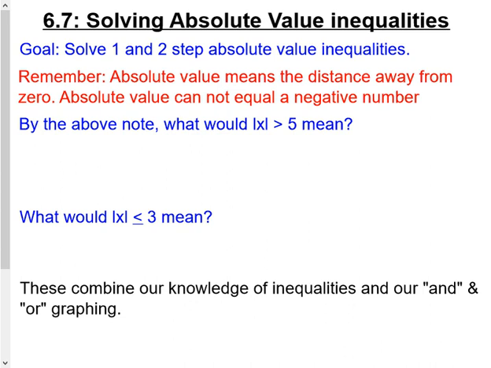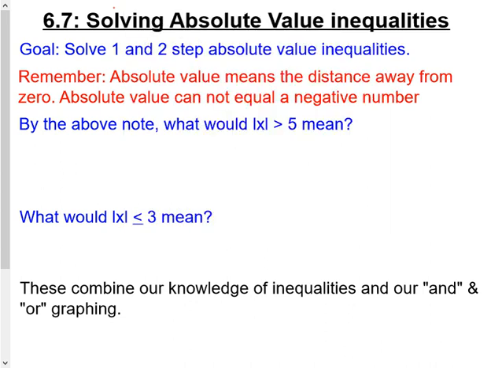Today we are doing lesson 6.7, solving absolute value inequalities. So today is very similar to yesterday's lesson, solving absolute value equations. However, we are combining that information with the ability to graph "and" or "or" inequalities from earlier this chapter. Now remember, absolute value means distance away from zero, and absolute value cannot equal a negative number.